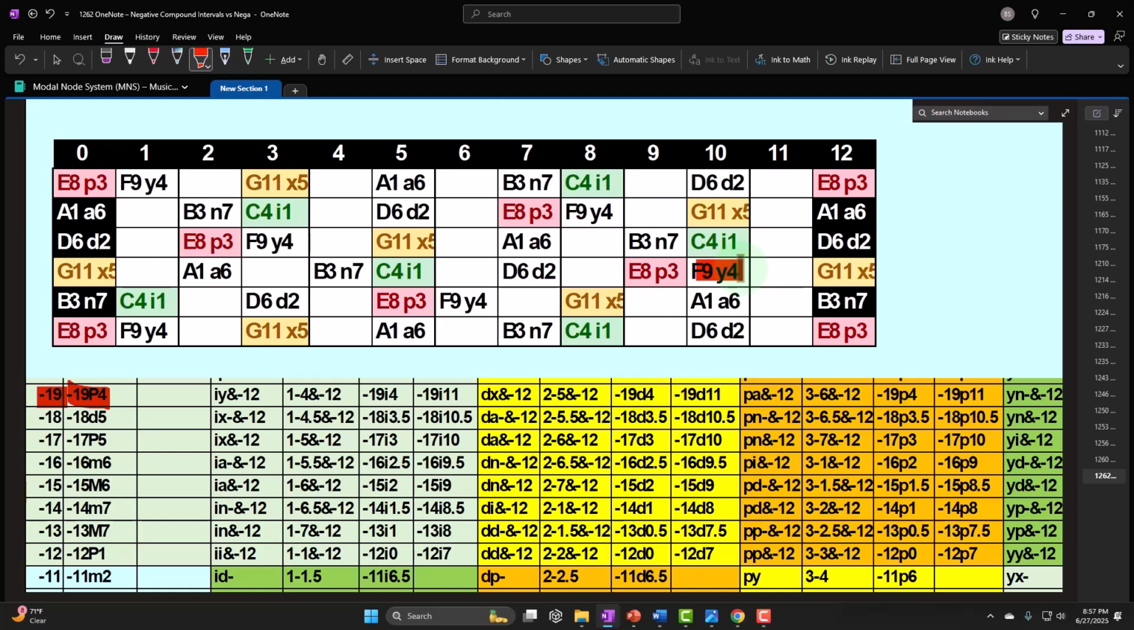19 minus 12, 9 minus 7, 9, 8, 7, 7 back. 1, 2, 3, 4, 5, 6. Wait, is that right? From the Lydian, I can't do it from the Lydian. Let me try. Is that right? Yeah, it's a perfect fourth. I see why. So let's go back from.